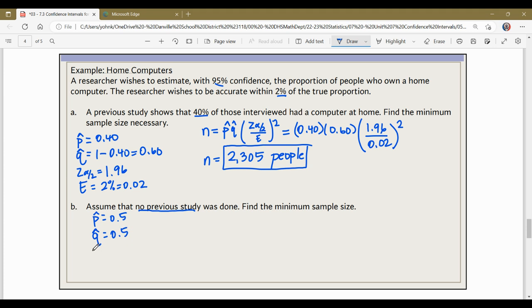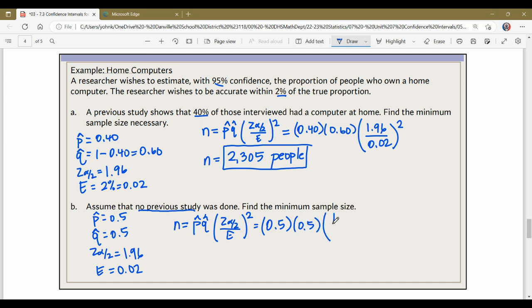We have the same z alpha over 2, 1.96, and we have the same error, which is 0.02. So our sample size is p hat times q hat times z alpha over 2 over E, squared. So I'm going to take 0.5 and multiply by 0.5 and multiply by 1.96 over 0.02 squared. If I do this, I get 2,401 people.